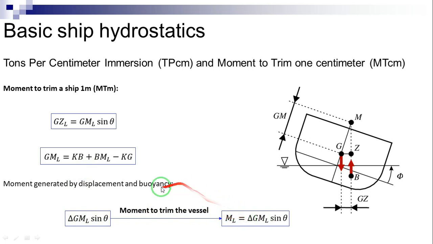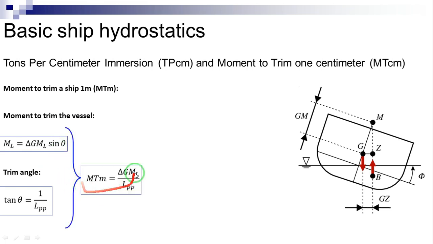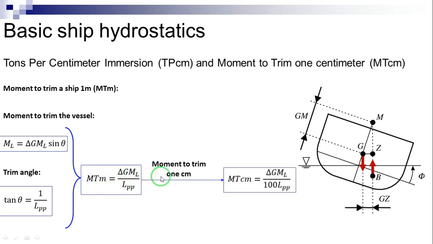Therefore, to trim the vessel, the moment must be at least equal to this expression. For small angles of trim, the sine is equal to tangent, and one can reach the following result. Here, MTM is the moment that one needs to apply to trim the vessel by 1 meter. Note that this moment, as it is directly proportional to a vessel displacement, is also proportional to water density. Therefore, at any draft, this moment increases in salt water compared to its value in fresh water. Moment to trim 1 centimeter is calculated as we can see here.